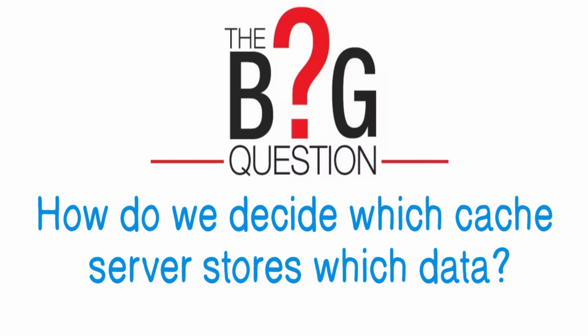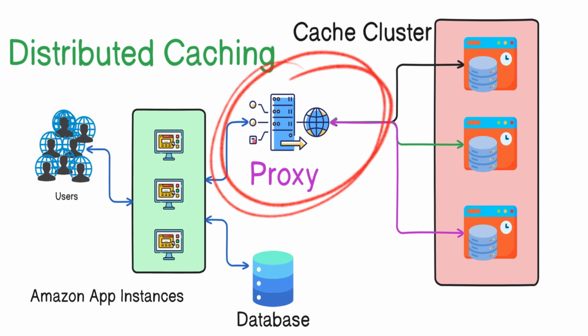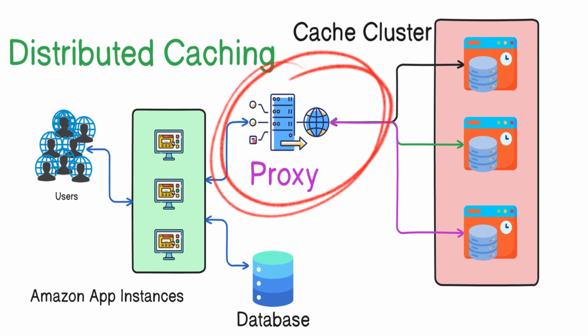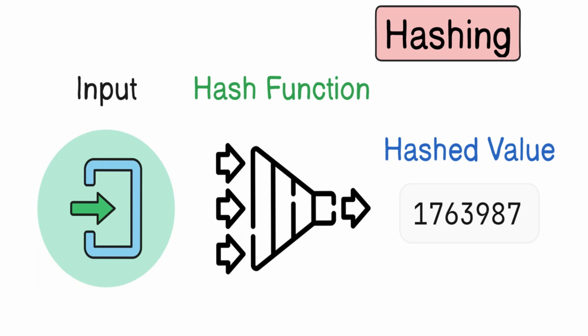Now the big question is, how do we decide which cache server stores which data? There will be a component responsible for routing the request in a distributed caching system. It can be at the client side, cluster side, or a proxy in the middle. But we need to understand on what basis the data will be divided. Now let's try to understand a few of those approaches. The first approach is hashing. Hashing is a general technique that converts data into a fixed length value.